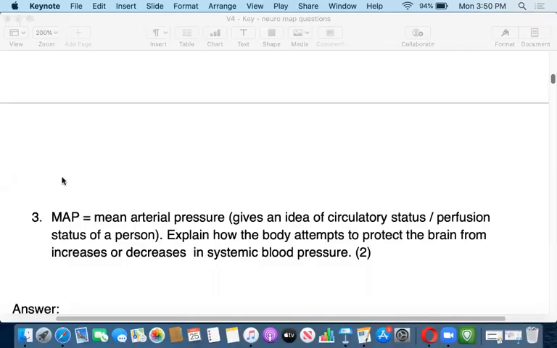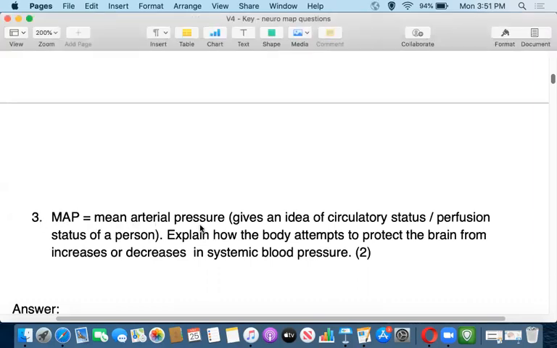Question number 3, MAP, also known as mean arterial pressure, gives an idea of the perfusion status of a person. We're going to talk a little bit more about MAP later on. In general, for now, you can just think of it as blood pressure. That's what we've been talking about in this whole program up to now. And that wouldn't be incorrect.